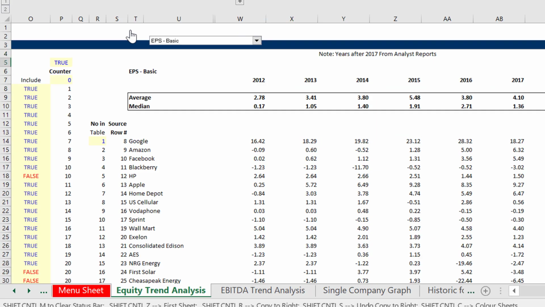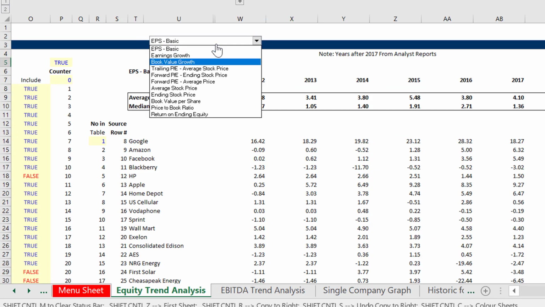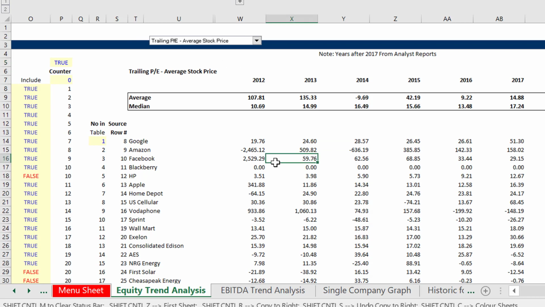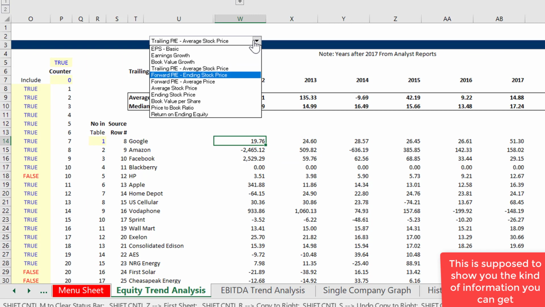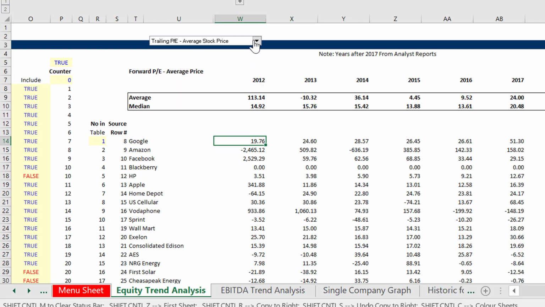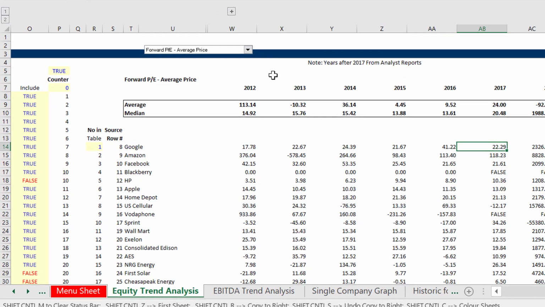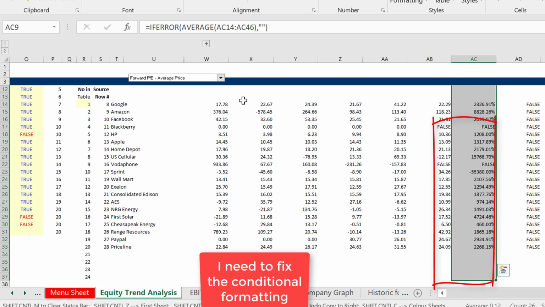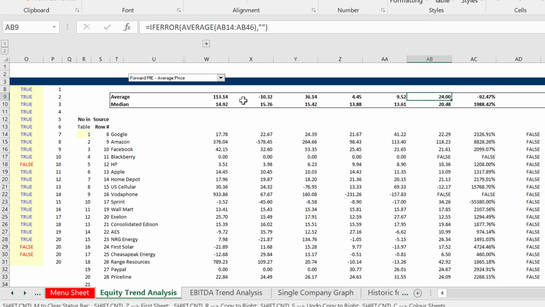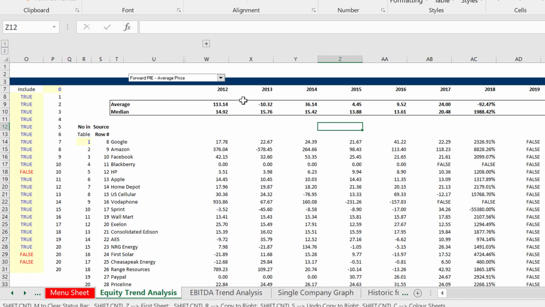We're going to talk about all these multiples, and we can look at PE multiples. If we take a peek at it right now, let's look at a forward PE. A forward PE is much better to look at because, I have to fix the formatting here. I had another video on this, actually. Oh, there's a conditional formatting. Sorry about that.